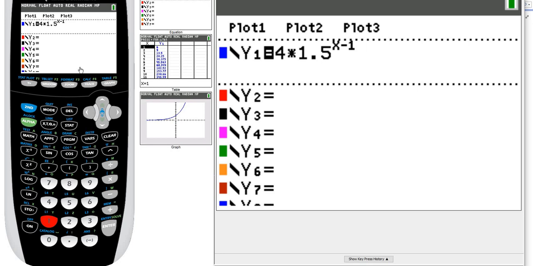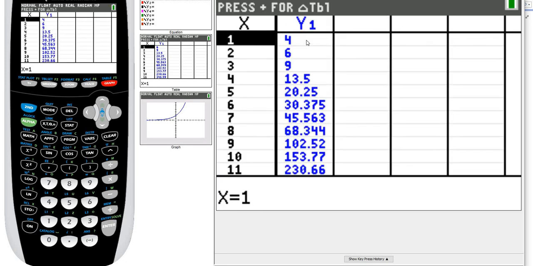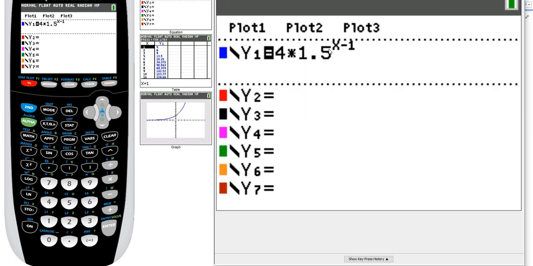We want to see the table. So second table. So term 1 is 4, then 6, then 9, then 13.5. Term 7 appears to be the correct answer, 25.56. 25.5 or 45. Yeah, I think so. I put y equals just as my rule. 4 times 1.5 to the power of x minus 1.